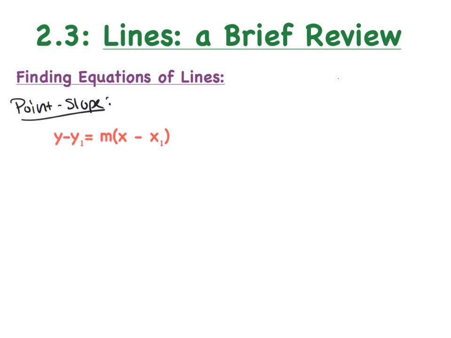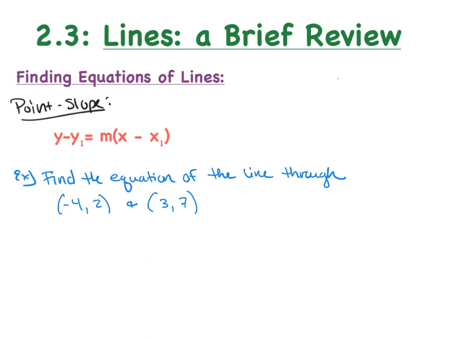Now, I'm not going to do an example where I give you all that information. I'm going to treat you like this is a review. So our first example will look like this. Find the equation of the line that passes through the ordered pairs -4, 2, and 3, 7. You do need to know one other equation that we talked about at the beginning of this video. You do need to remember that the formula for slope is y2 minus y1 over x2 minus x1.